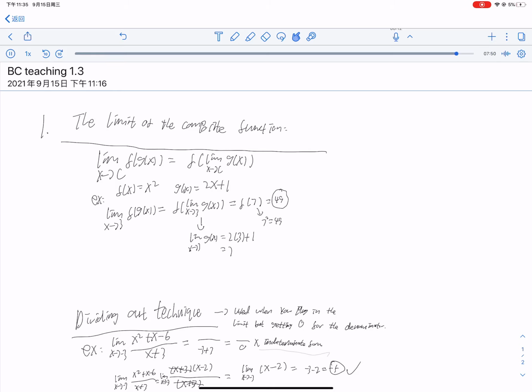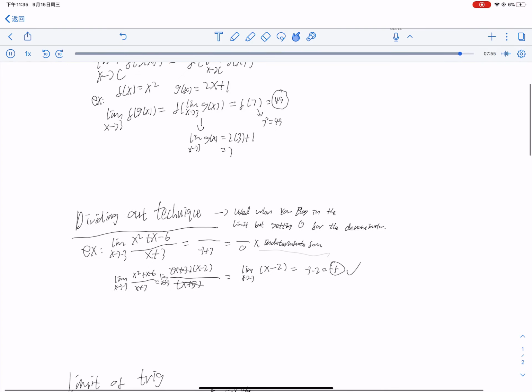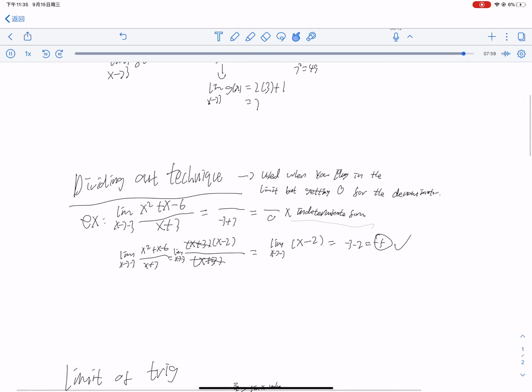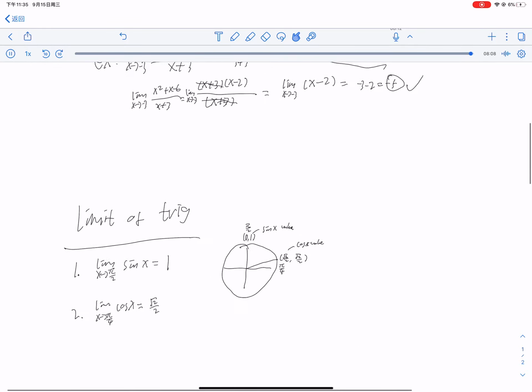And also for the dividing out technique, just remember to try to cancel the denominator, to factor it out when you get an indeterminate form. And for the limit of trig, it's literally the same idea. Just plug it in, and yeah.